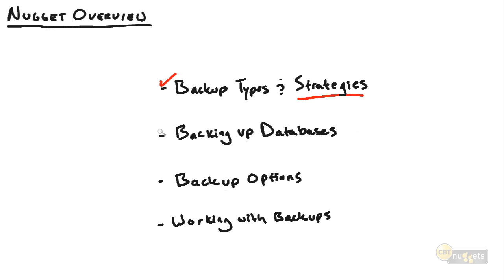Then we'll jump over to the Virtual Nugget Lab and get familiar with how to back up databases. We'll put one of those strategies to use. I'll show you how to do point-in-time recovery by utilizing all three of the major backup types, full, differential, and transaction log backups, all working together within our strategy.